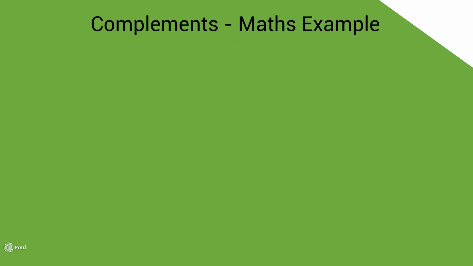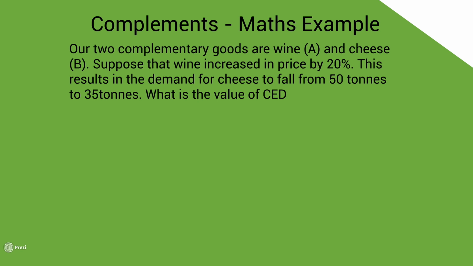We're going to use two different complementary goods here and we're going to use wine and cheese. Wine is good A and cheese is good B. Suppose that wine increased in price by 20% and this resulted in the demand for cheese falling from 50 tonnes to 35 tonnes. What is the value for cross-elasticity of demand?